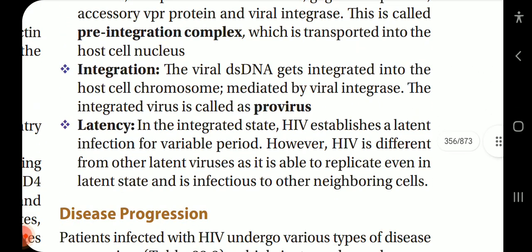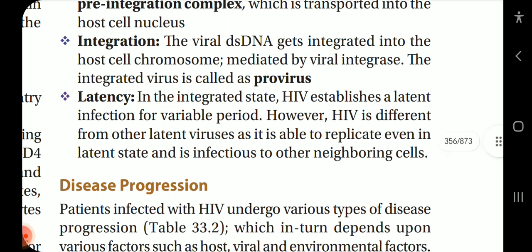Integration. The viral dsDNA gets integrated into the host cell chromosome, mediated by viral integrase. The integrated virus is called a provirus. Latency. In the integrated state, HIV establishes a latent infection for a variable period. However, HIV is different from other latent viruses as it is able to replicate even in the latent state and is infectious in other neighboring cells.